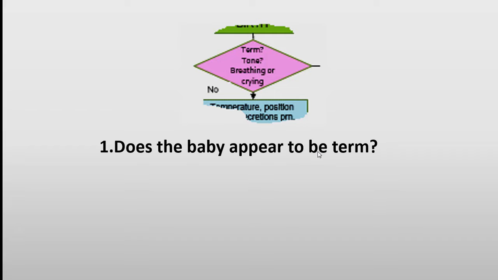Does the baby appear to be term? Is the appearance of the baby coinciding with the gestational age that you received in your pre-birth questions? If the baby's term and appears to be very small, is this actually a term baby, or is it a small for gestational age baby? If the baby appears to be preterm, we need to go ahead and bring the baby over to the warmer.